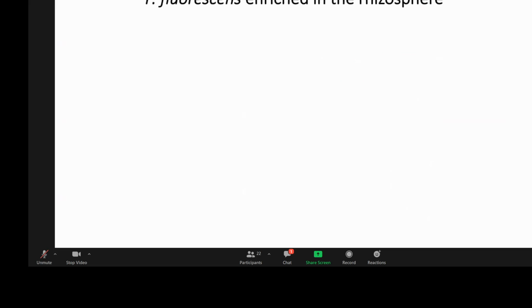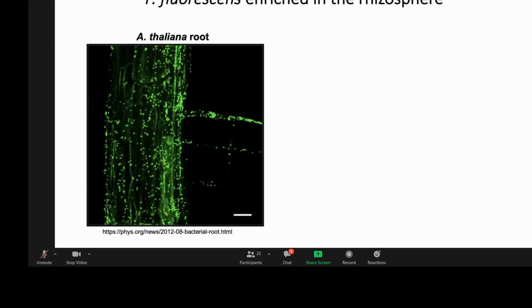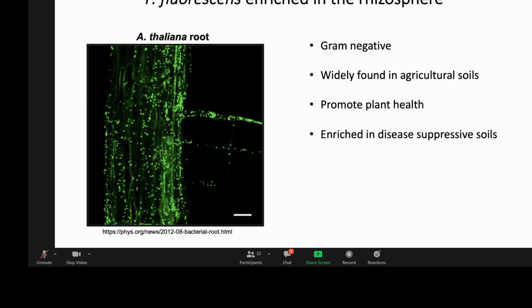All right, so another bacterium that is enriched in the rhizosphere of plants is Pseudomonas fluorescens. And here again is an Arabidopsis plant root that is colonized with Pseudomonas fluorescens, which is GFP labeled. And just a little bit about Pseudomonas fluorescens for people who are not familiar. I'm going into this because it is the main focus of the paper.